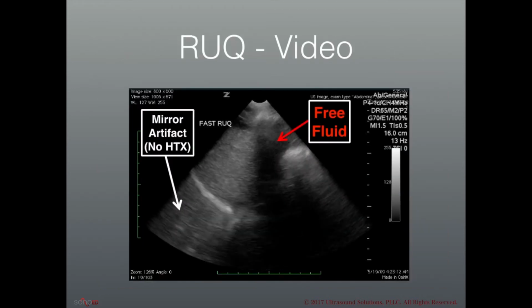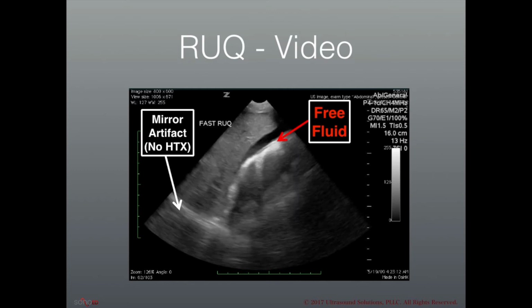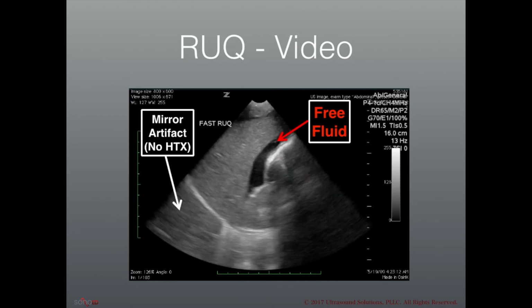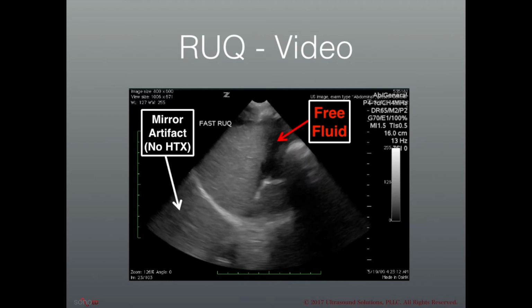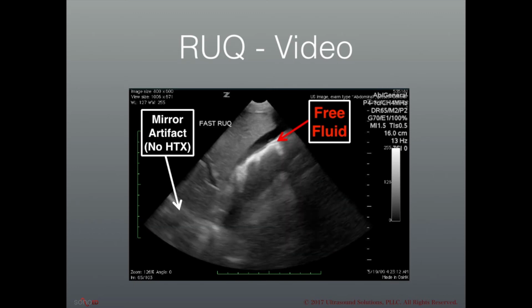Let's look now at a video of the right upper quadrant. You'll see two things in this video. One, you'll see a stripe of anechoic fluid in Morrison's pouch, and you'll also see that there is normal mirroring artifact above the diaphragm, so there's no evidence of fluid or blood in the chest at this point.